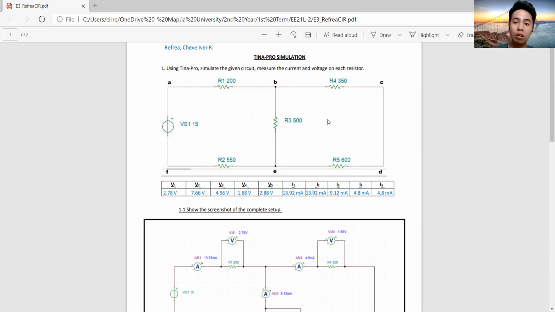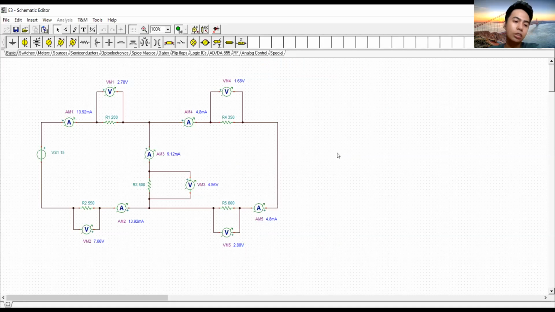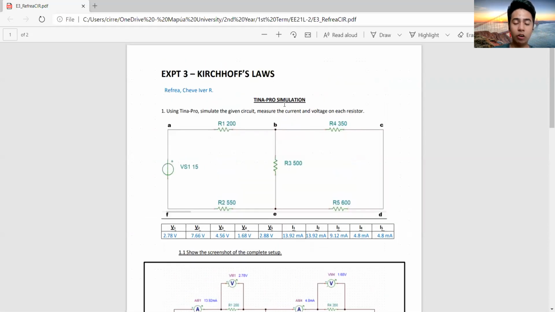I will now go to Tina Pro to show you my work on experiment 3. As you can see, this is my complete setup for experiment 3. Before that, we must first discuss the original circuit or setup as given by our professor. So this is the first set, the original setup.